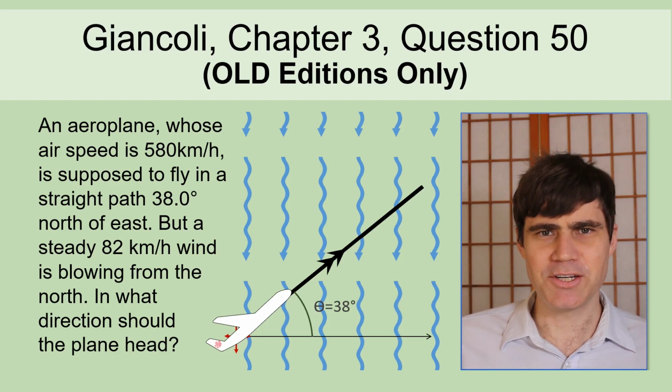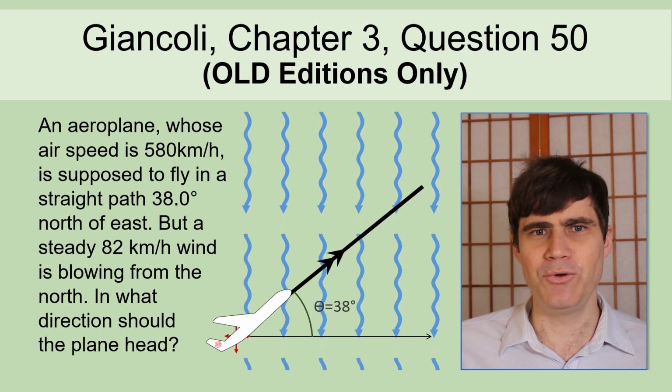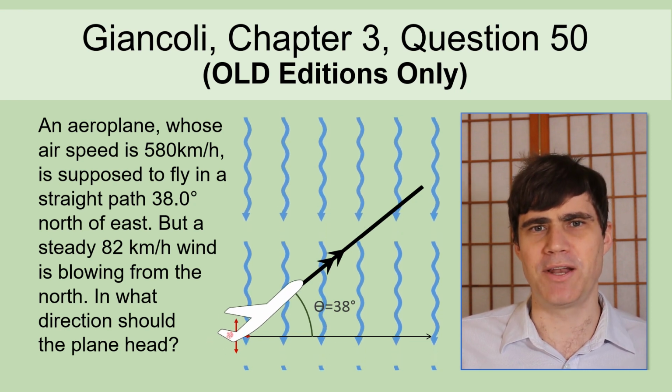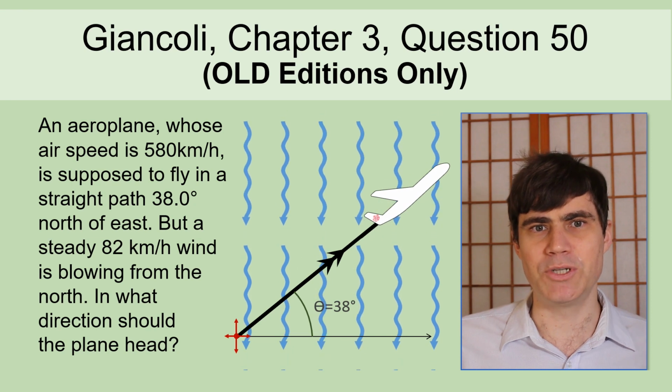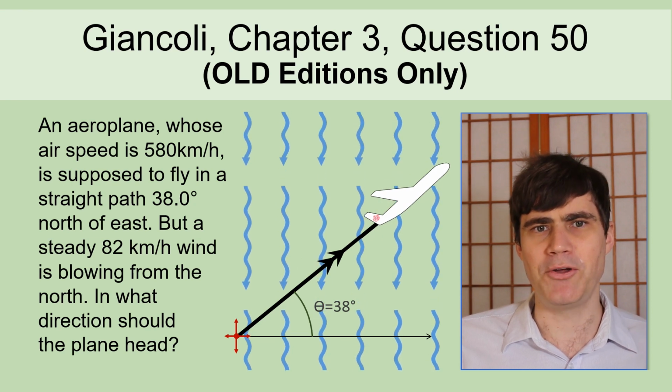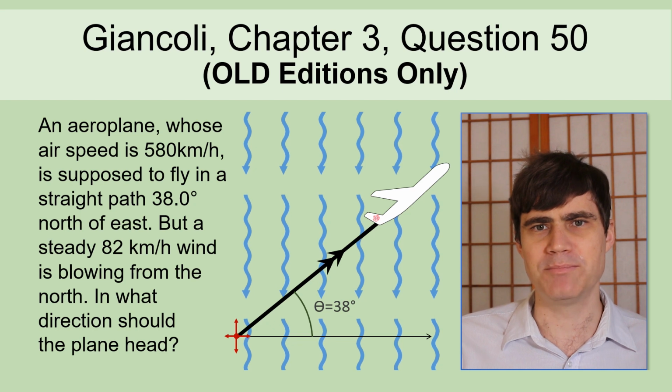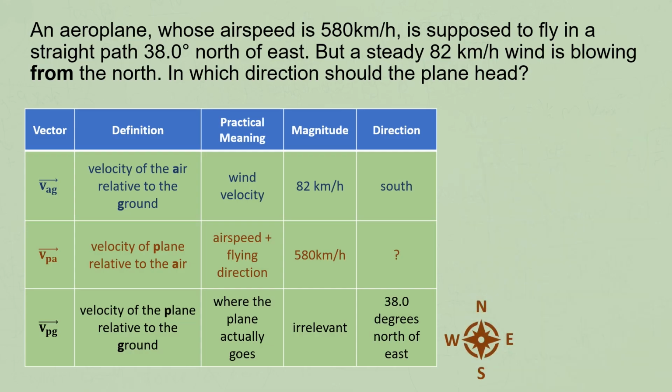In this problem, we need to determine the direction a plane should fly in order to travel in a given direction during a southerly wind. This problem has actually been removed from the Giancoli Physics textbook from which it came, but it's still a great problem for learning how to apply vectors to real-world problems. So let's see what our relative velocities are.